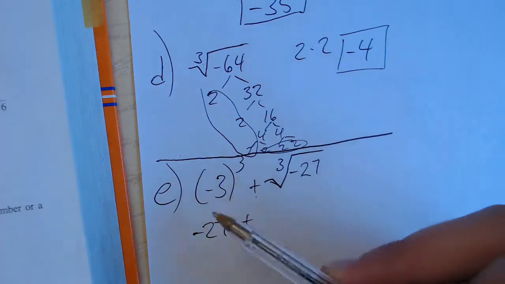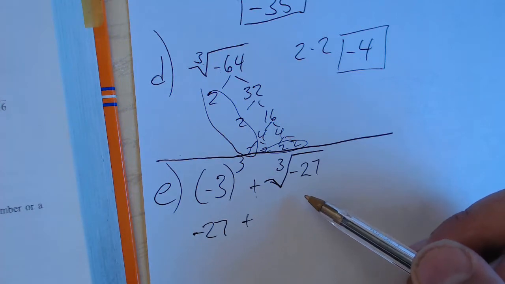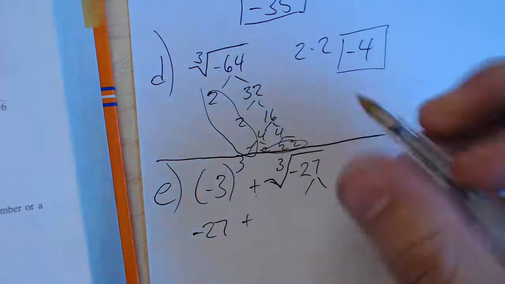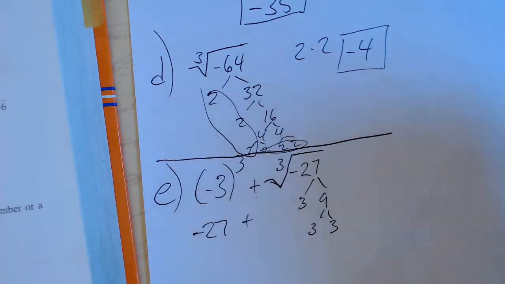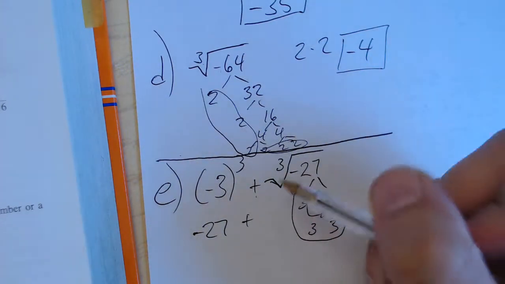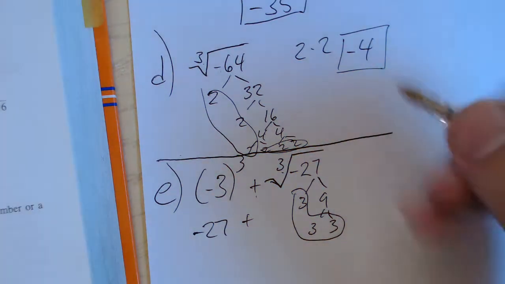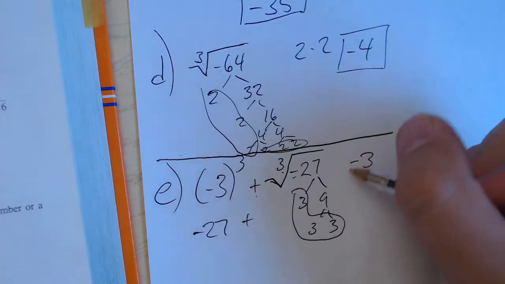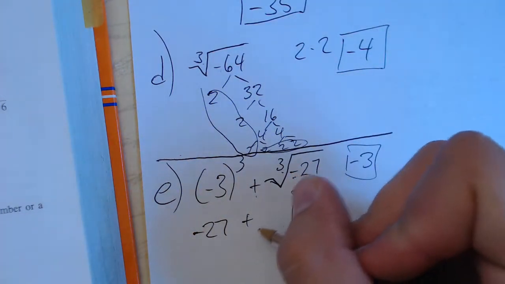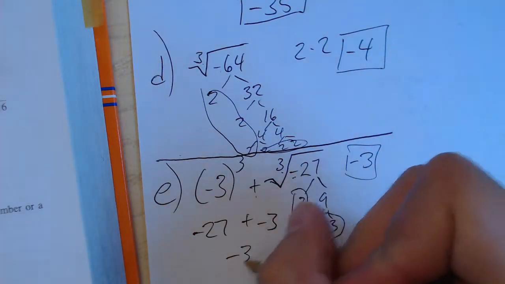Well, if you realize what we just did here, the cubed root of negative 27 is going to be negative 3. But in case you didn't, you can go ahead and factor it. 3 times 9 would give us 27. 3 times 3 gives us 9. We have one group of 3, which satisfies the radical, or the root. So we take 3, and since this is a negative cubed root, we're going to make it a negative 3. So then we have negative 27 plus negative 3. And that gives us negative 30.